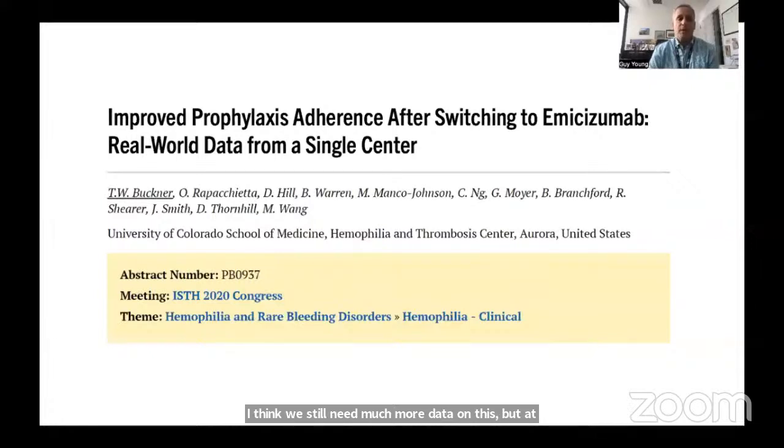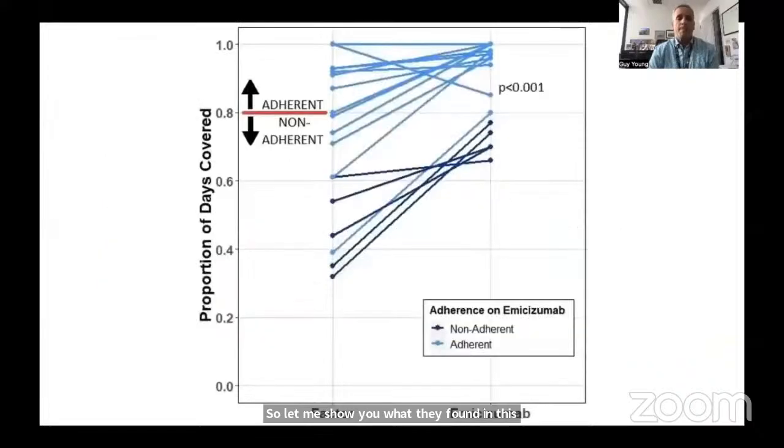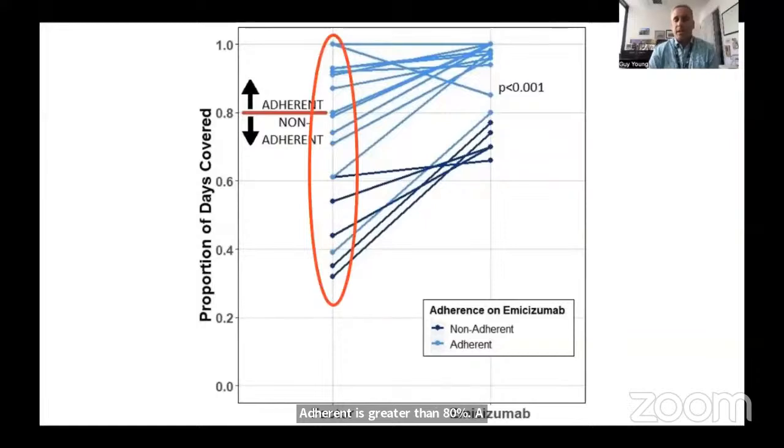So let me show you what they found in this real-world study from one center. You see here is factor on the left and emicizumab on the right bar. Adherent is greater than 80% and non-adherent is less than 80%. So 80% of the days covered is what's considered adherence here. If we look at factor, it's quite all over the place, but you notice that the majority of the patients really do not have good adherence.